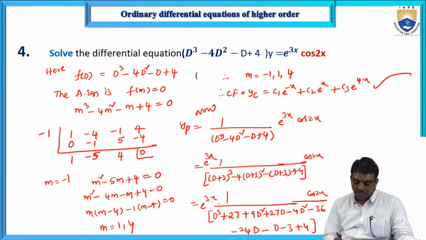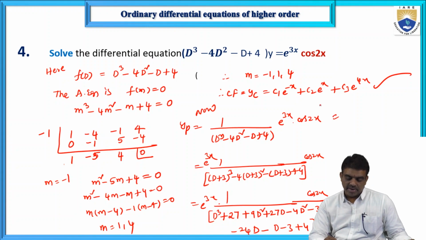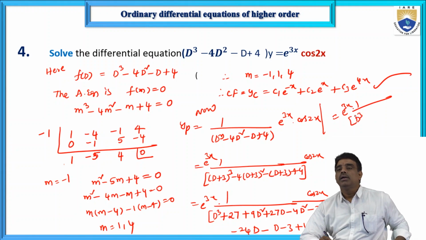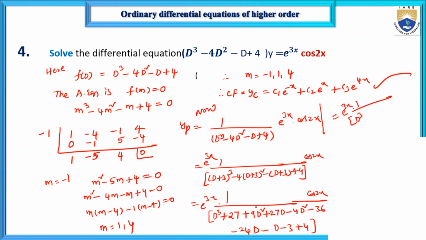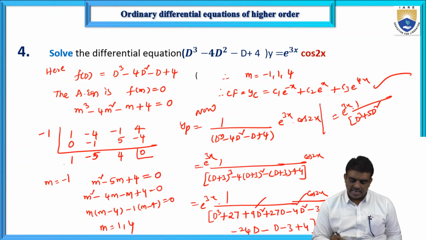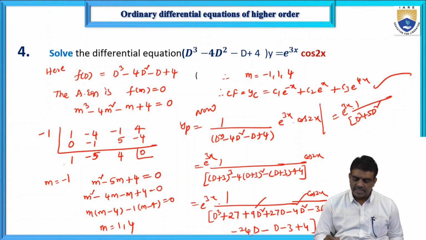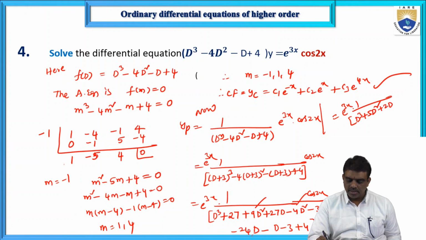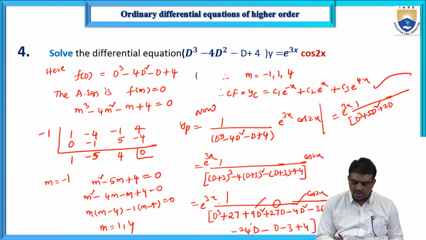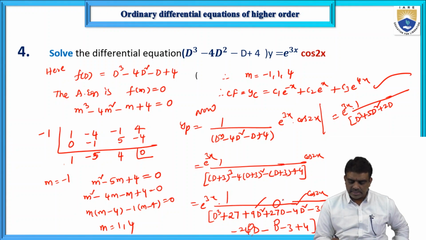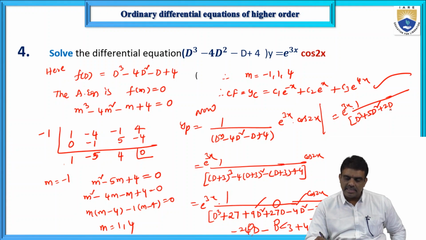So what will be the denominator? D cube term, here I will write e power 3x into 1 by D cube. And what is the square term? 9D square and minus 4D square. On simplifying, you will get 5D square. And then the D terms, 27D minus 24D, that is 3D, minus D. That means you will get only 2D. 27 minus 24, 3D minus D, 3D minus D is 2D.